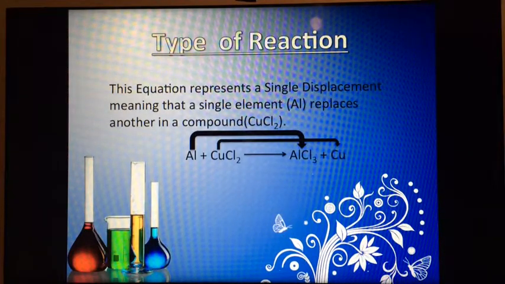The type of the reaction: this equation represents a single displacement, meaning that a single element, which is Al, replaces another in a compound, CuCl2. As you can see by the arrows there, Al moves over, forms into the compound, creating AlCl3, and the Cu moves on its own.